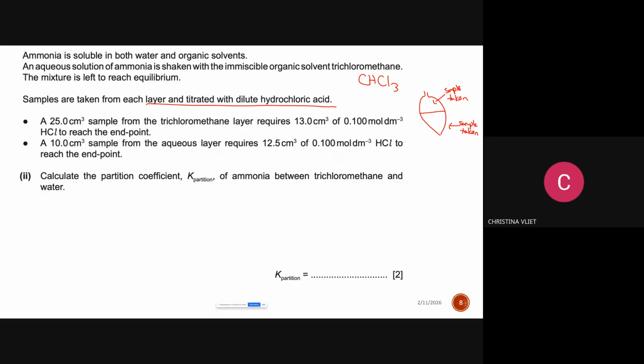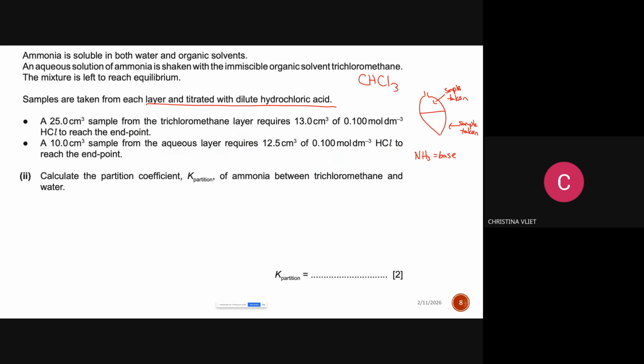What is NH3 by definition? And let me ask a more direct question. Is NH3 an acid or a base? NH3 is a base. I'm going to write that on the side. So the reason why they're titrating the samples they take out of each layer is to figure out, by reacting ammonia with acid, how much ammonia is there. They're saying this is the amount of acid I needed to get the end point, which means that's how much ammonia I'm going to have.